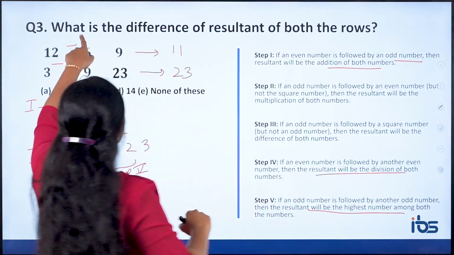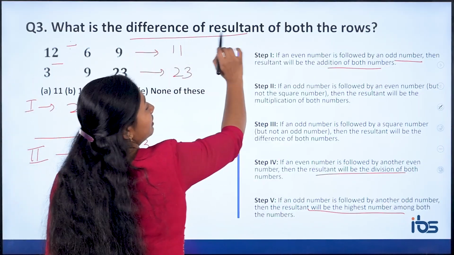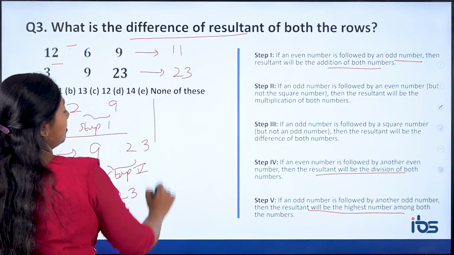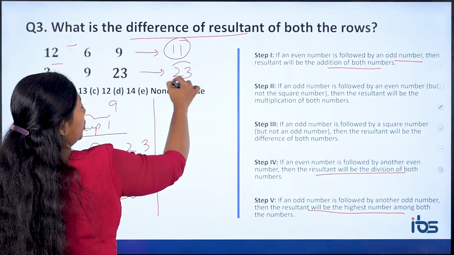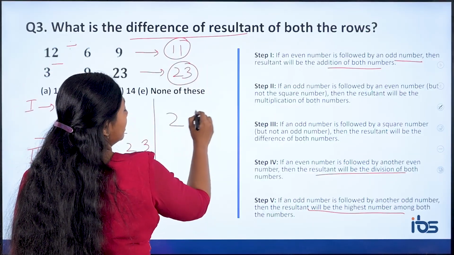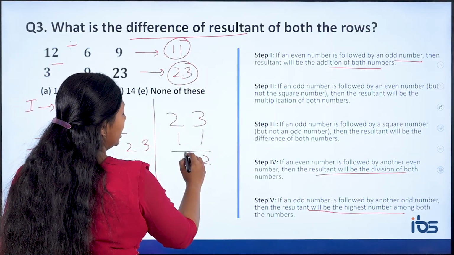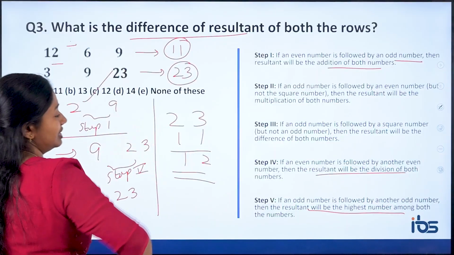Now what they have asked us to do, what is the difference of the resultant of both rows? From row 1 I have got 11, row 2 I have got 23. So resultant is nothing but 23 minus 11, 12. So it's very easy, option C, 12.